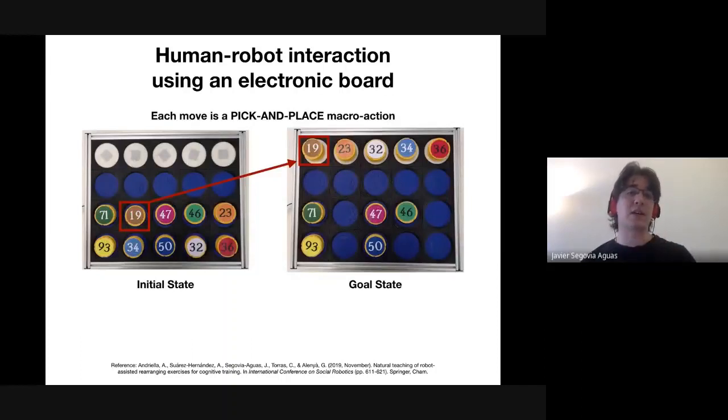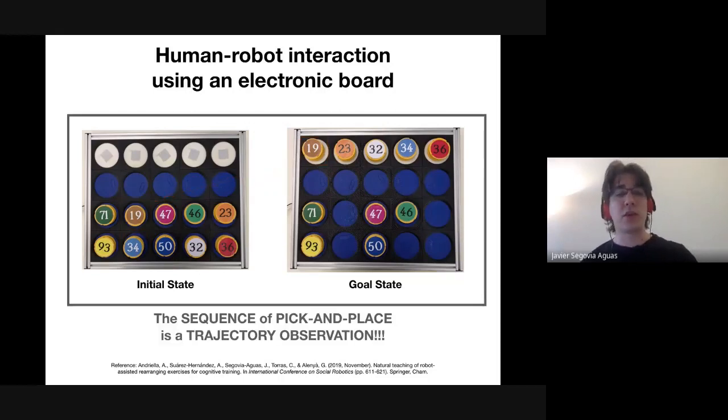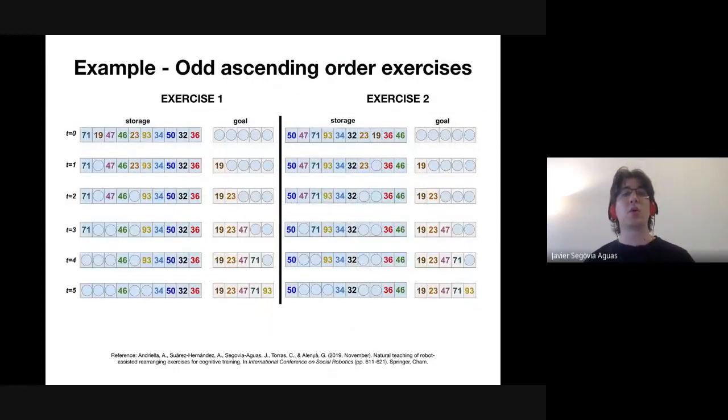A move, for instance, of a pick and place macro action will be something like this, moving the 19th token to the first position on the leftmost top. And the sequence of pick and place is a trajectory observation. So if we see these 5 moves, this is a trajectory observation. An example is a not ascending order exercise. And here we show 2 examples of this exercise, where we have the storage rows, where the tokens start, and the goal row where we place each one of the tokens.